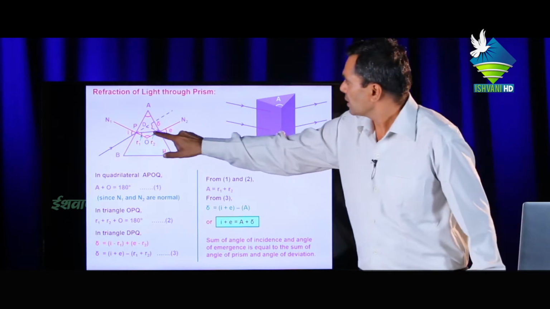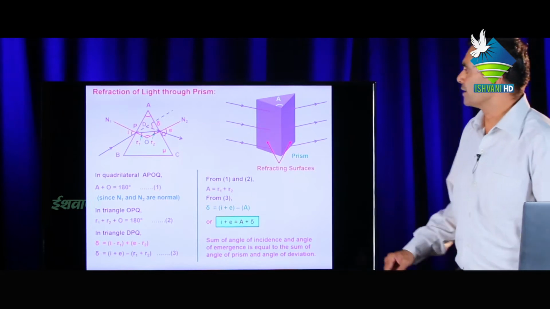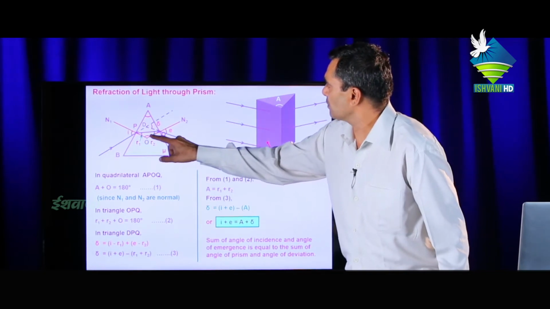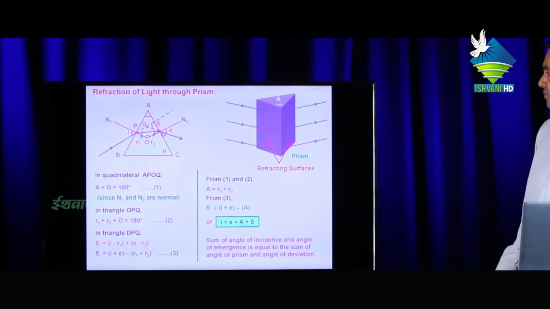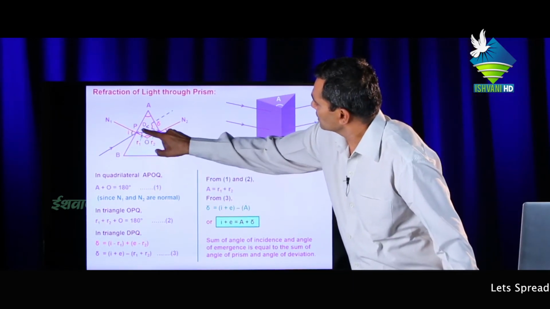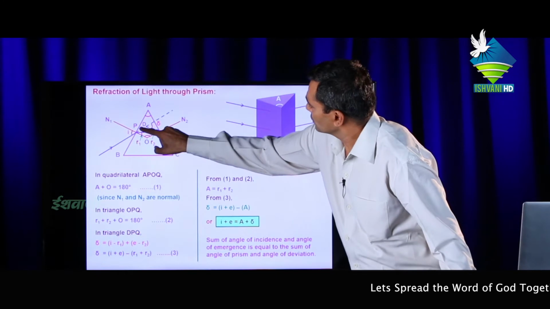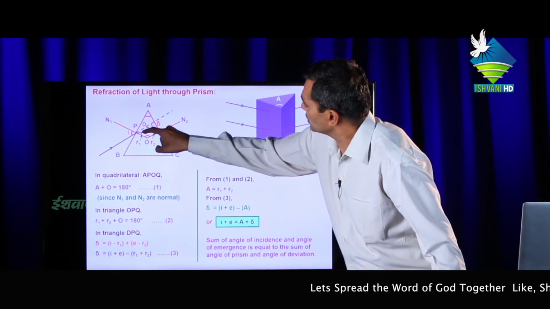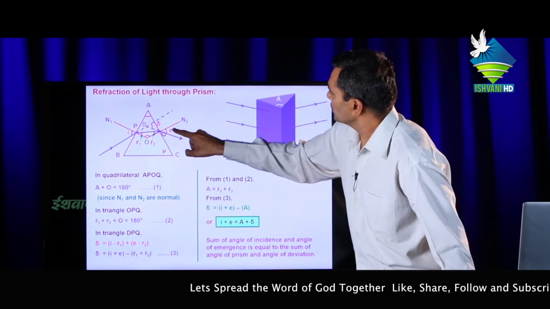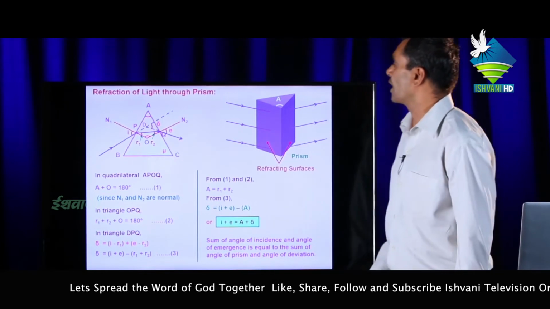A plus O, where A is the angle of prism, and O equal to 180, first equation. And in triangle OPQ, this angle plus this angle plus this angle equals 180. Now this is I, so this position is I minus R1, and this position is E, then this becomes E minus R2.